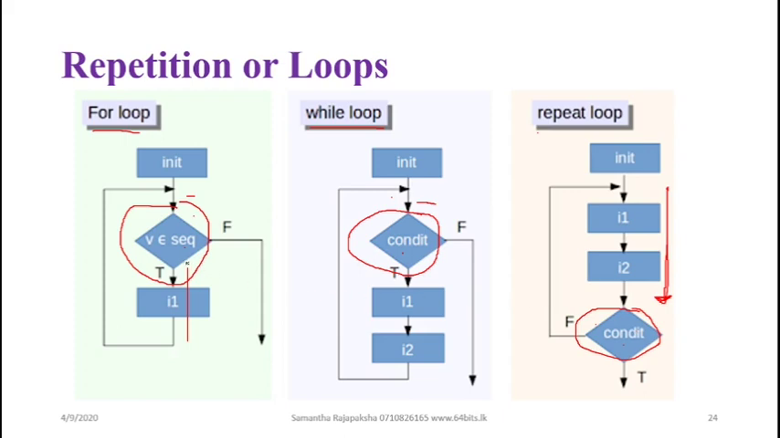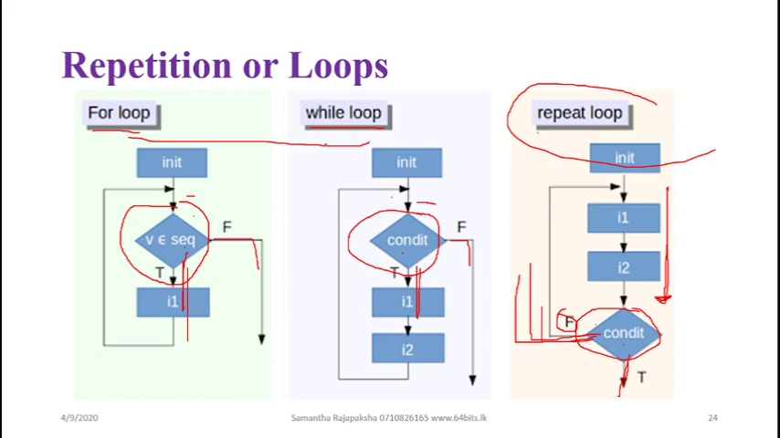The other difference is that in the for and while loops, if the condition is true, we continue. But here, if the condition is false, we continue, not true. Remember, when the condition is false, we run it. When it is true, we exit. So that's the other difference between the for loop, while loop and the repeat loop. Basically it is the difference between the repeat loop and these two loops. These two loops are similar. This one is different.